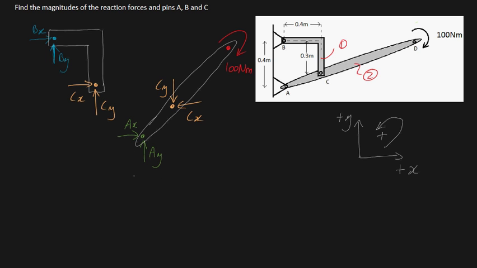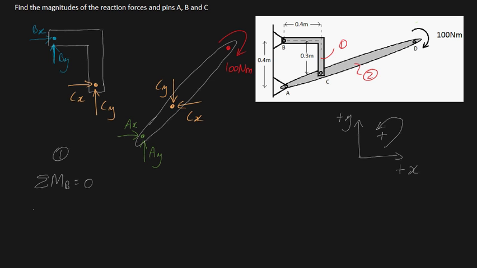Now, in order to solve this, let's do the sum of moments around point B equal to 0. This is for our first object, I should say. The sum of moments about point B, I could have chosen any point by the way, I just chose point B for simplicity, is equal to 0. So let's do this. What is the moment due to our force Cx?